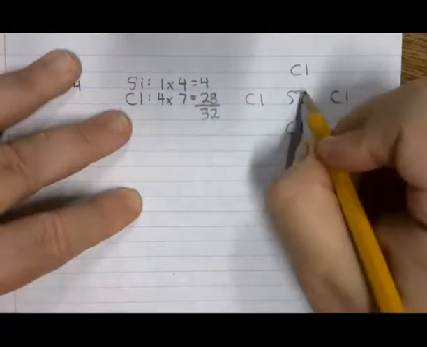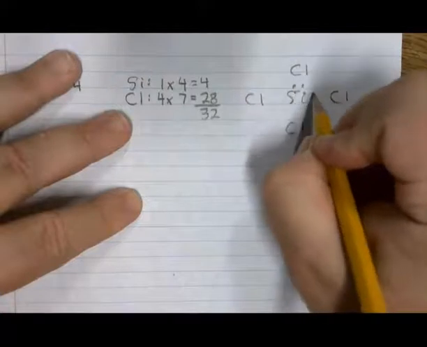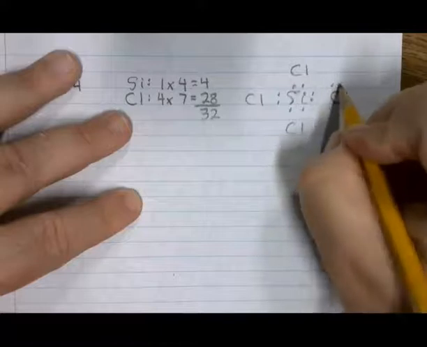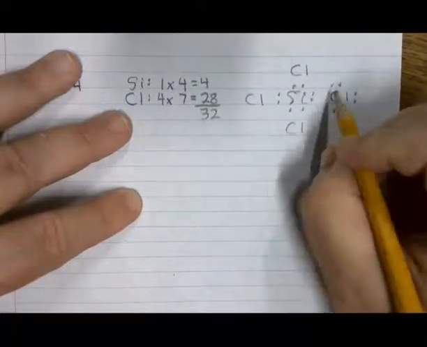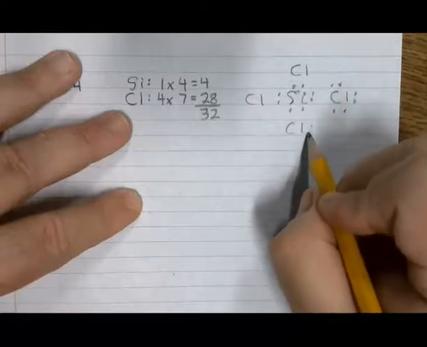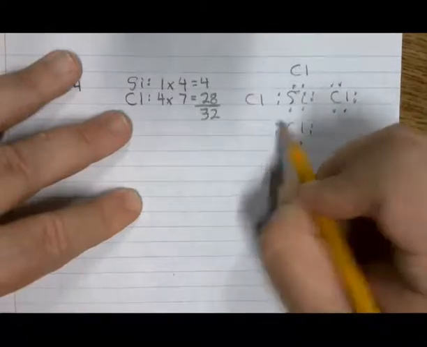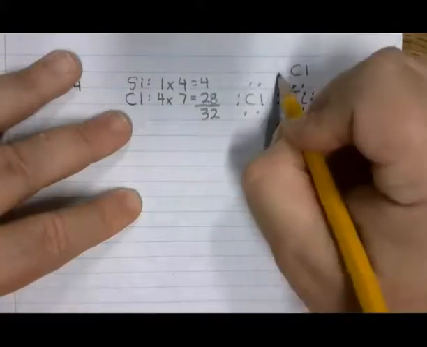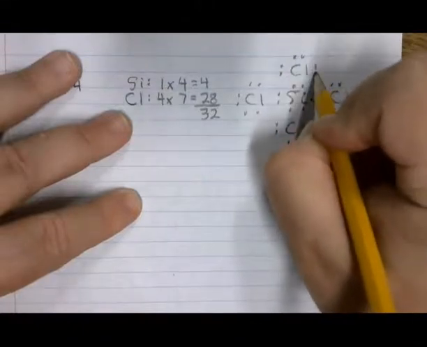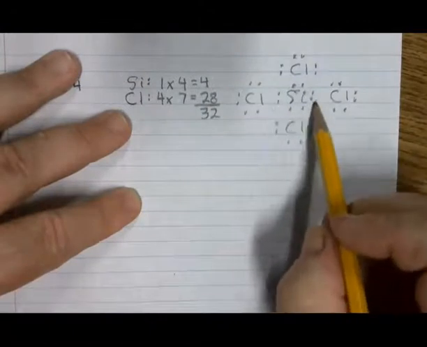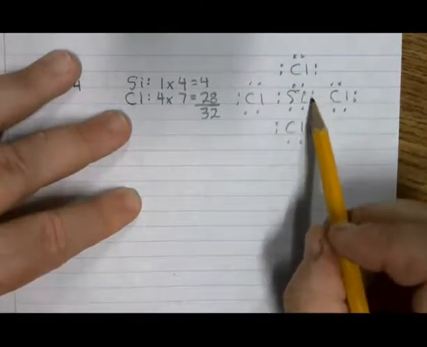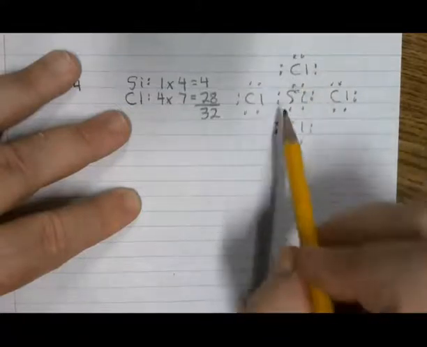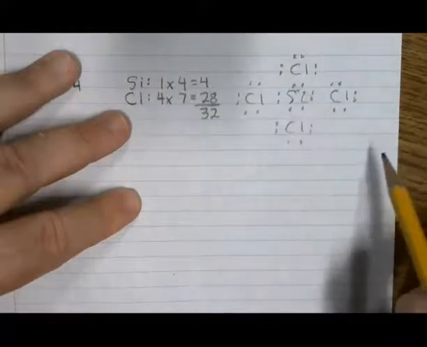Now let's build octets around everybody. Okay, we'll come over to this chlorine. Okay, so now it has 8 as well. This one has 8 as well. So if you look at this, the silicon has 8 around it. The chlorine has 8 because it shares these two with silicon. This chlorine has 8, it shares these two. This chlorine has 8, shares these two. This chlorine has 8, shares these two. So everybody has an octet.